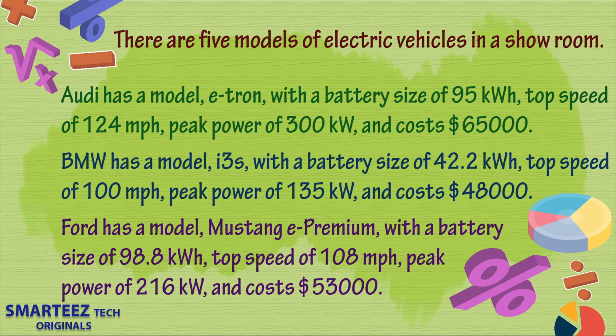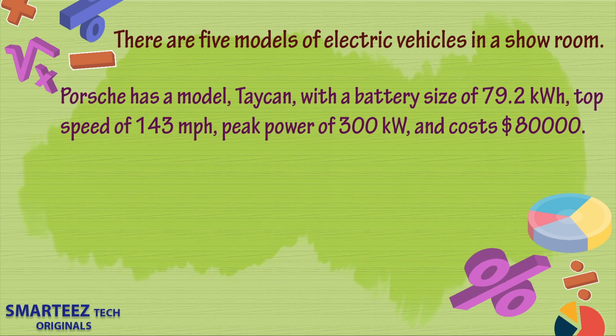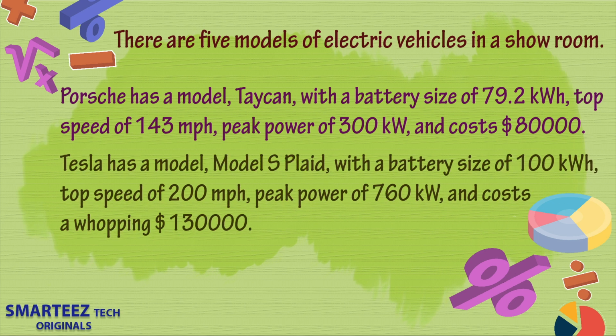Ford has a model Mustang E-Premium with a battery size of 98.8 kilowatt-hours, top speed of 108 miles per hour, peak power of 216 kilowatts, and costs around $53,000. Porsche has a model Taycan with a battery size of 79.2 kilowatt-hours, top speed of 143 miles per hour, peak power of 300 kilowatts, and cost $80,000. Tesla has a Model S Plaid with a battery size of 100 kilowatt-hours, top speed of 200 miles per hour, peak power of 760 kilowatts, and cost a whopping $130,000. Display this data on a table.